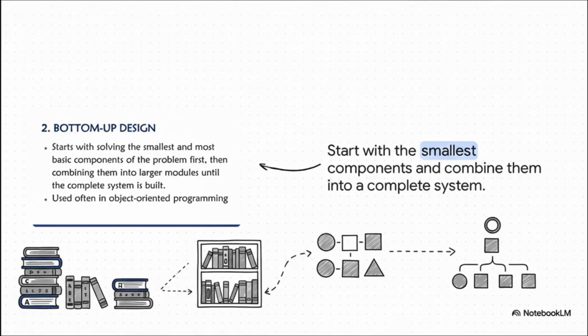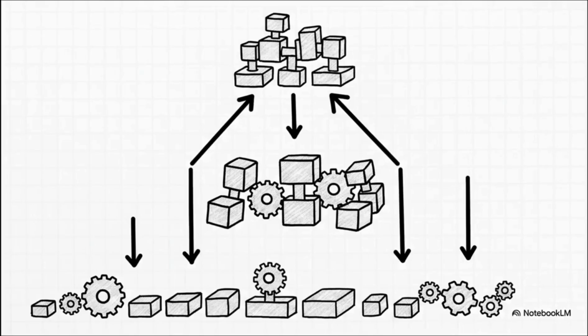You start by solving the smallest, most basic parts of the problem first. In our library, that might mean finding all the books by just one author and alphabetizing that one small stack. You create these perfect little modules first, and then you start combining them to build the bigger system. The process here feels a lot more organic.